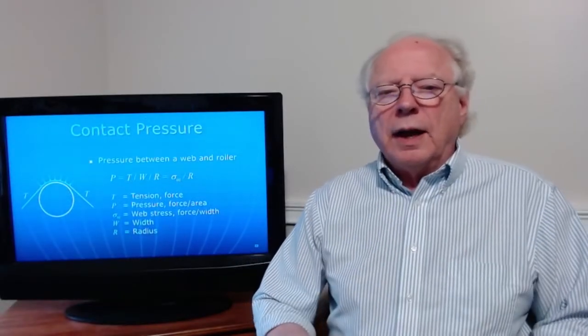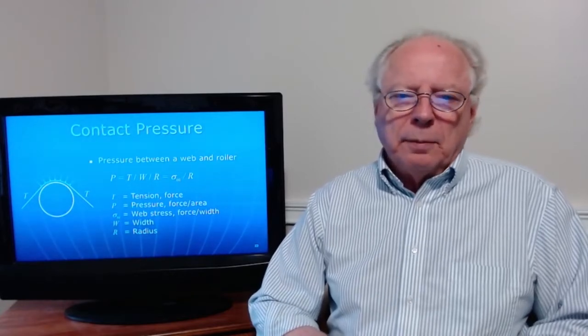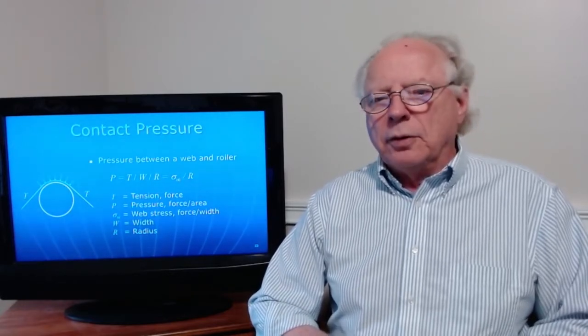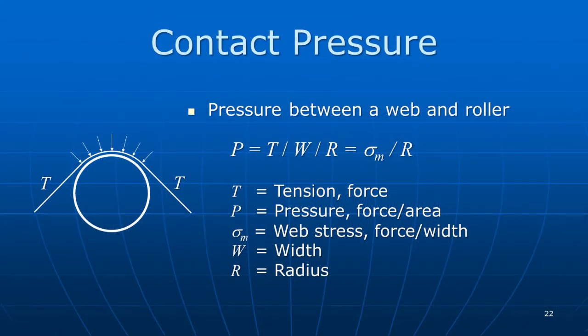Now, I have one slide here that is always brought up as a question about contact pressure between a web and the surface of a roller. Basically, the pressure that the web applies to the roller is equal to the tension force in the web divided by the width of the web divided by the radius of the roller. And so you can calculate what that pressure is. Now, obviously, then higher tension gives you more pressure. For a given amount of tension, a smaller radius roller or a narrower web gives you more pressure.